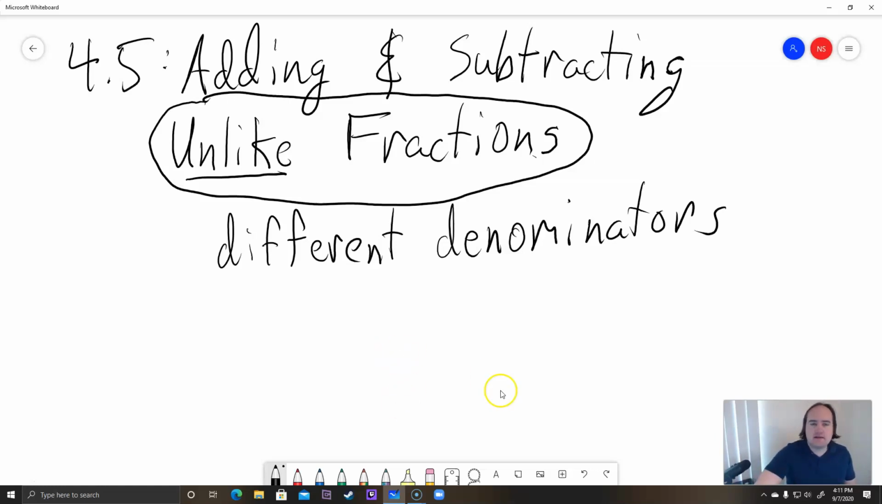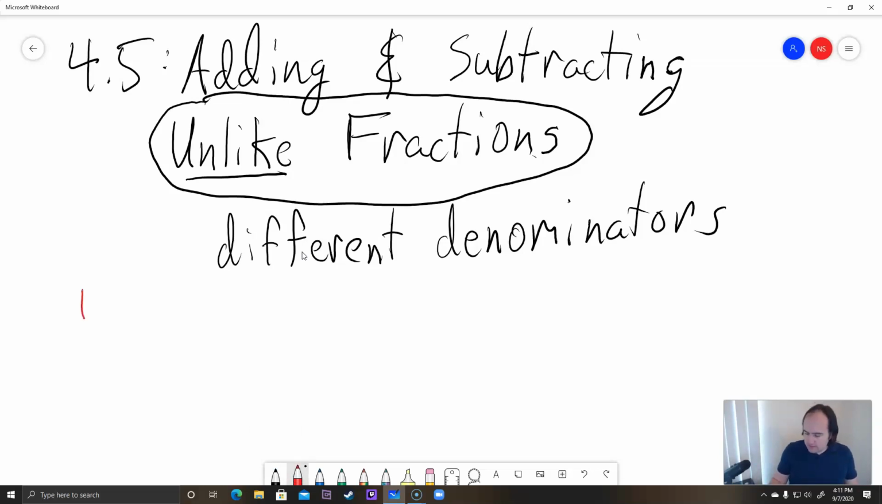But the basic idea here is if you want to add or subtract unlike fractions, you're going to need to build each fraction so that it has the same denominator. So you build to a common denominator, and then once you have the same denominator, then you keep the denominator and you add or subtract the numerators.